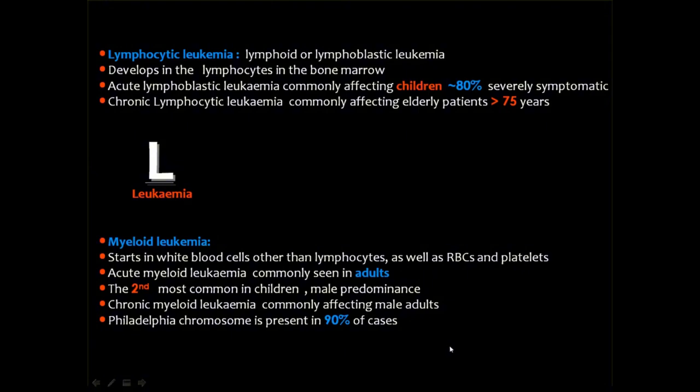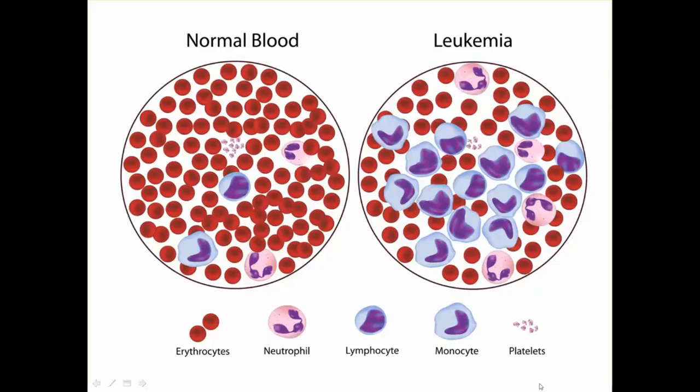Then to remember once again, lymphocytic leukemia is a disease of the pediatric age group, the acute type. The chronic type is the disease of the elderly. Myeloid leukemia is the disease of adults, both in the acute form and in the chronic form. But acute myeloid leukemia follows the lymphocytic leukemia in the incidence after the lymphoblastic leukemia.